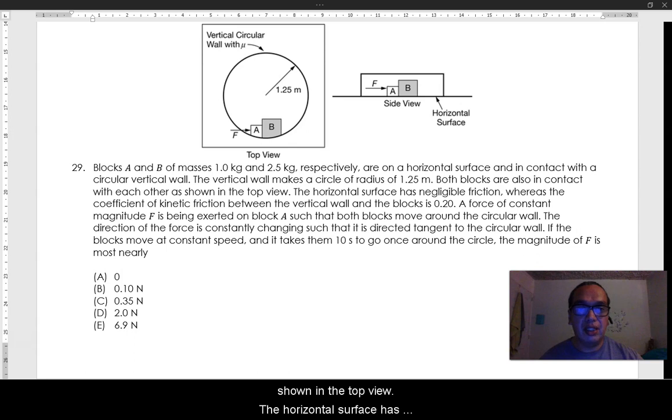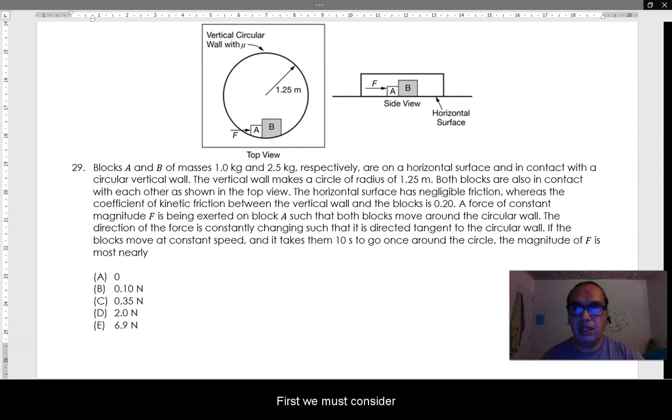The horizontal surface has negligible friction, whereas the coefficient of kinetic friction between the vertical wall and the blocks is 0.20. A force of constant magnitude F is being exerted on block A such that both blocks move around the circular wall. The direction of the force is constantly changing such that it is directed tangent to the circular wall. If the blocks move at constant speed, and it takes them 10 seconds to go once around the circle, the magnitude of F is most nearly.